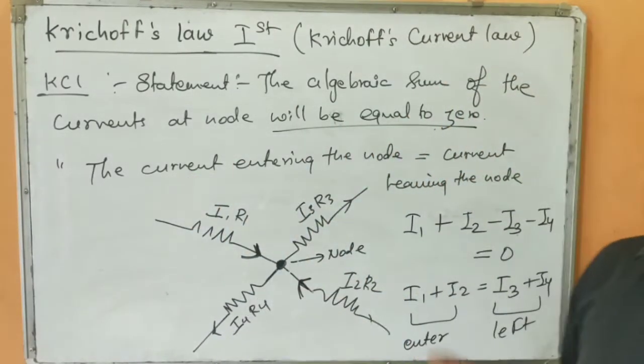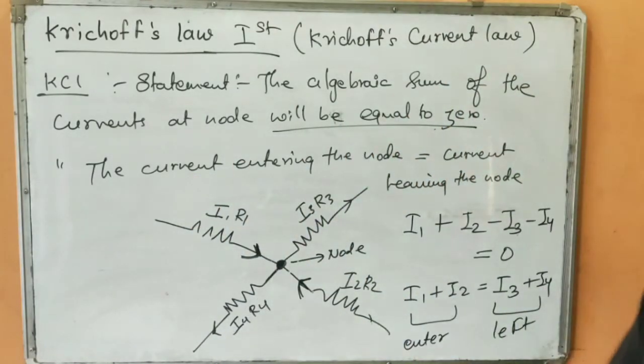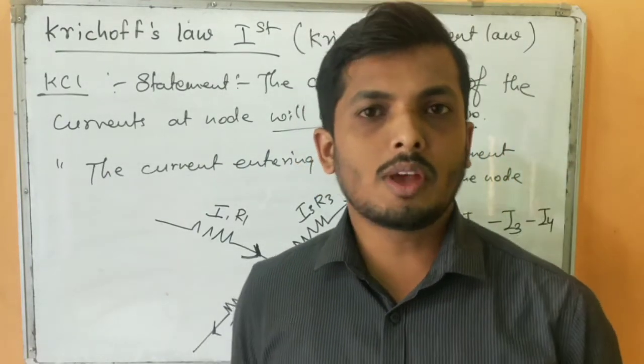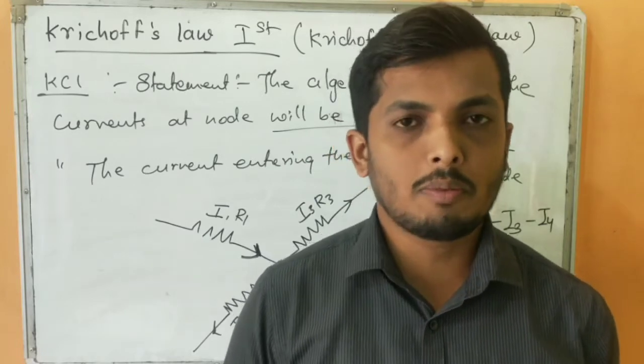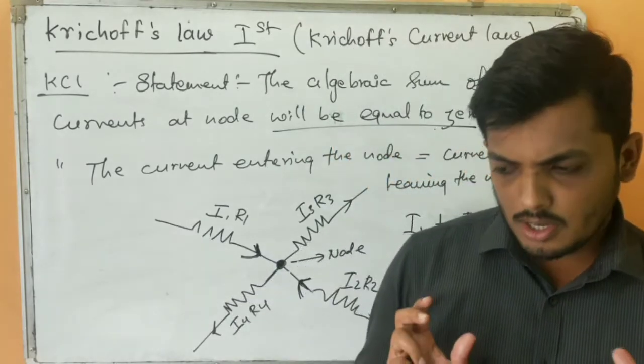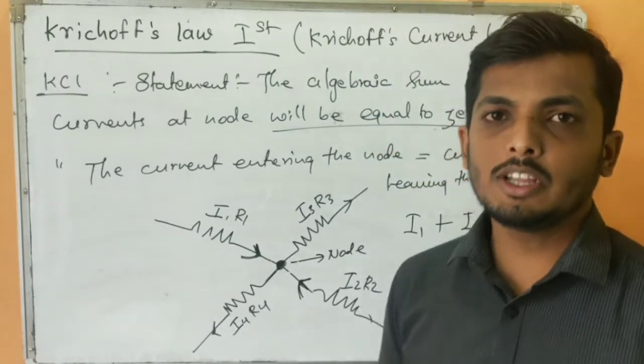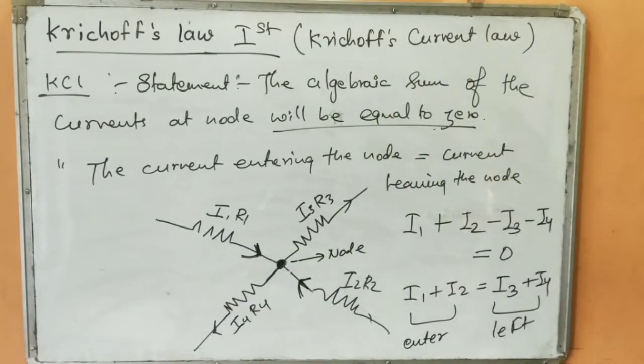So it's simple: Kirchhoff's current law tells you that the algebraic sum of the currents at a node will always be 0. Why? Because the sum of the currents entering the node will be equal to the sum of the currents leaving the node. Please consider that whenever current is entering the node, take it as positive, and whenever it is leaving the node, take it as negative.